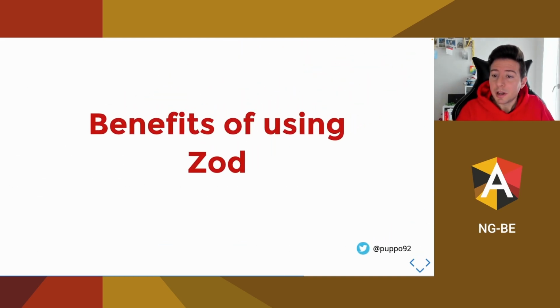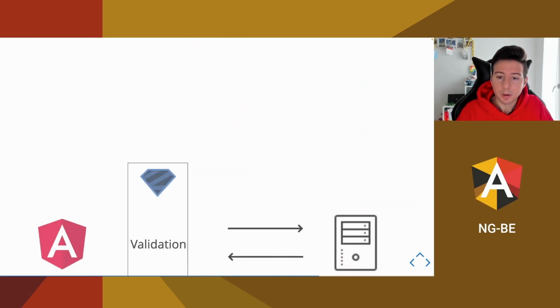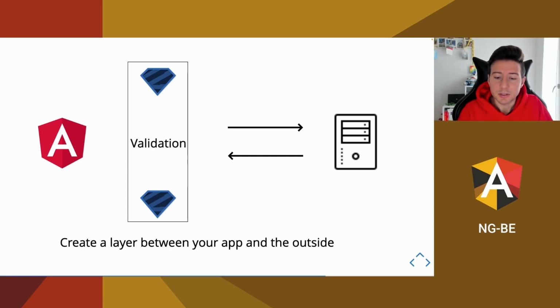But what are the benefits of using Zod in our application? For me, the benefit of using Zod is to create a layer between our application and the external world, in this case an API or a WebSocket and so on. So the benefit is to check at the border of our application, where the application receives data, if this data is as expected. We can say, I think this type is an object with two properties, one of type string and the other of type number. And at runtime, we are able to check if this is true.